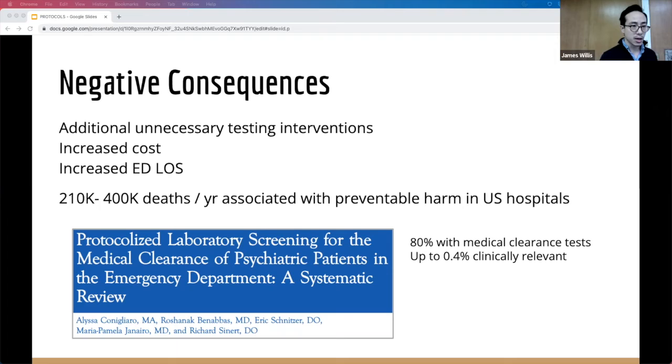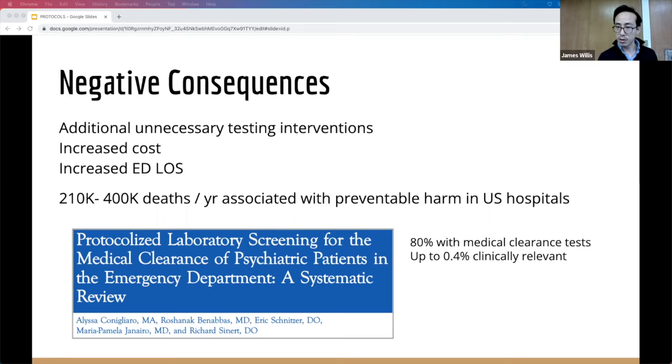You might recognize some of the authors, but it looked into a vulnerable population of psychiatric patients and whether you need to do routine testing or not in order to transfer or admit them to the CPAP. And basically showed that 80% of all ED visits with an eventual psych admission had medical tests. The ASAP policy currently is do not order lab tests on acute psychiatric symptoms. Use medical history, previous psych diagnoses, and physical exam to guide testing.